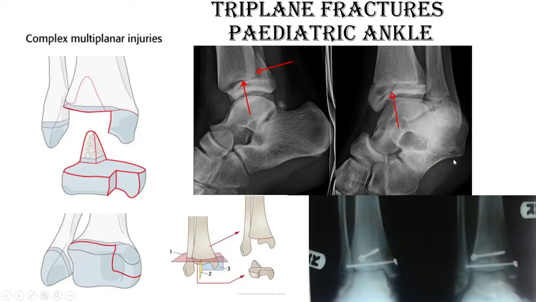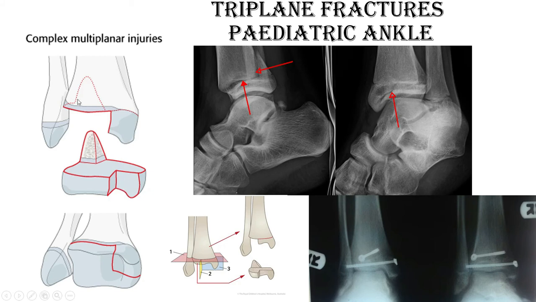Now, in the pediatric age group, there is a special type of fracture around the ankle called the triplane fracture. This is actually a complex type of physeal injury, a Salter-Harris type 2 with a metaphyseal fragment along with a Salter-Harris type 3.